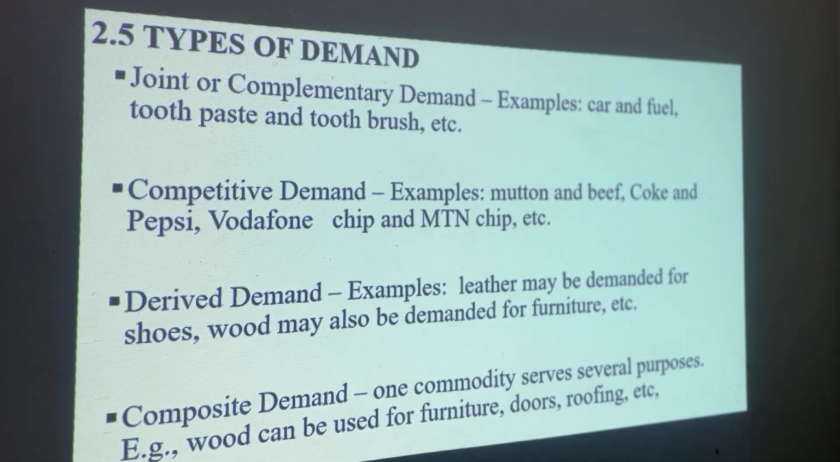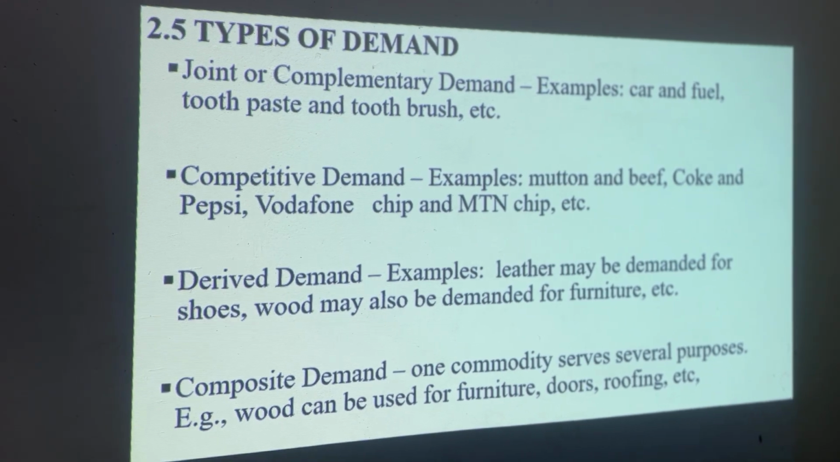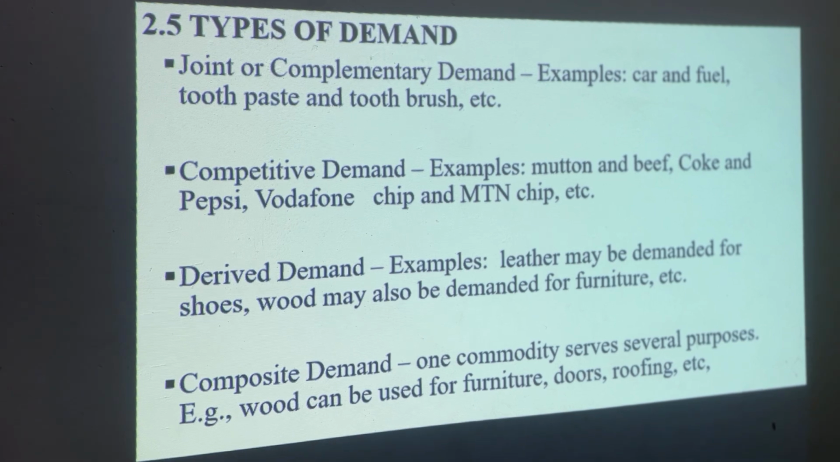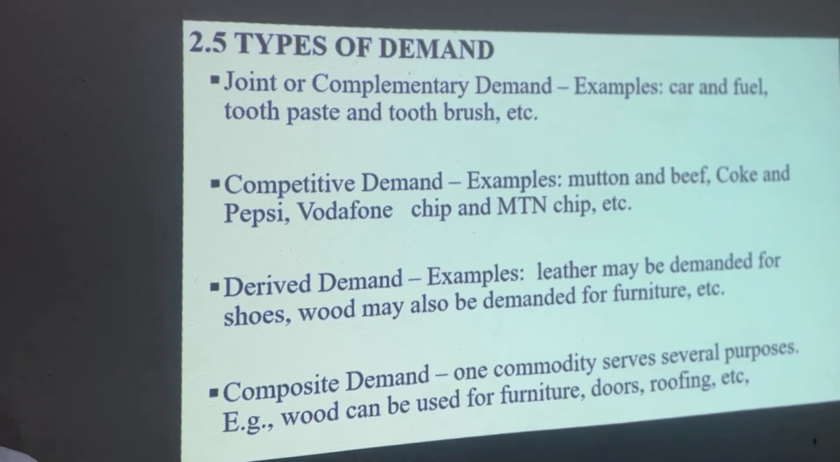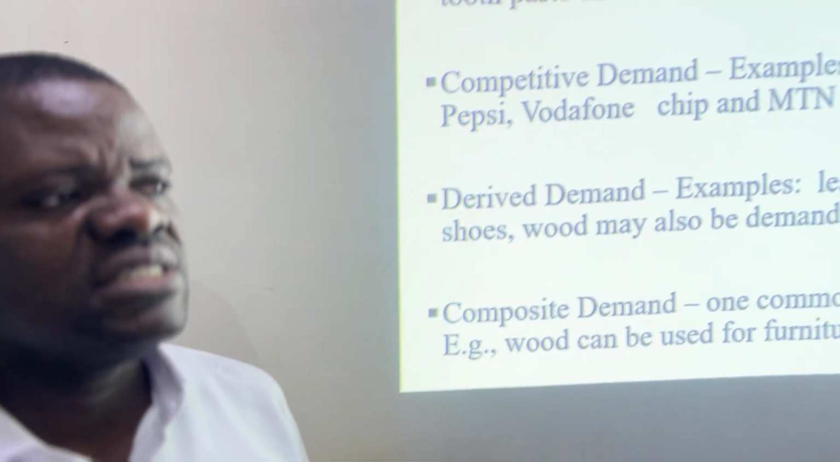In fact, we have perfect complements, like left shoe and right shoe. For the perfect ones, in absence of one, you cannot even use the other. And then toothpaste and toothbrush, phone and SIM. These are complements. They are demanded together in order to serve a purpose. And in that case, we say they have joint demand.